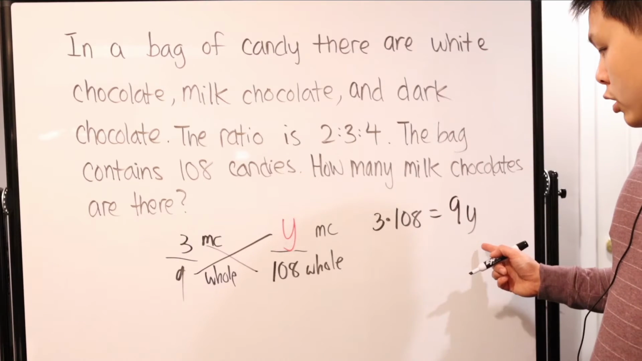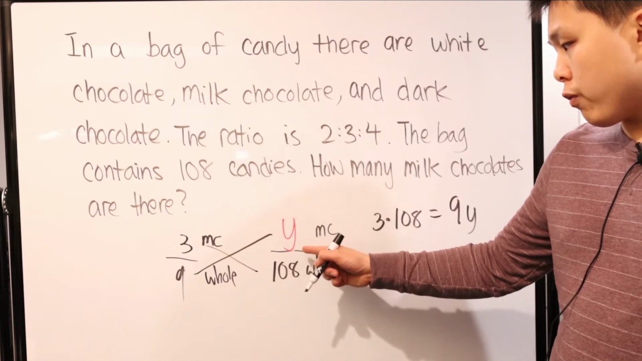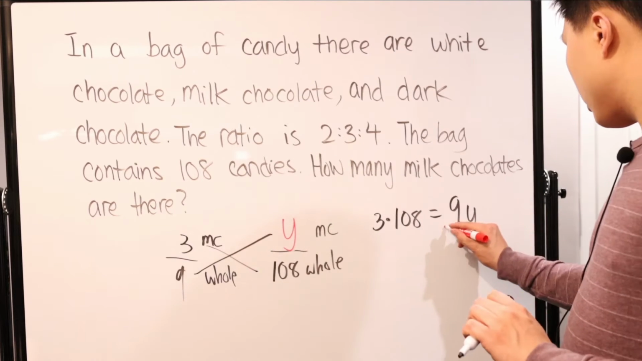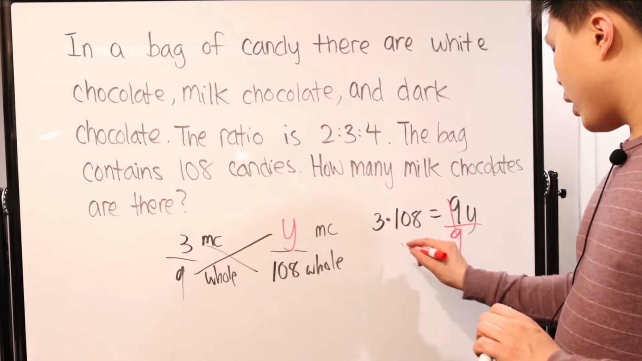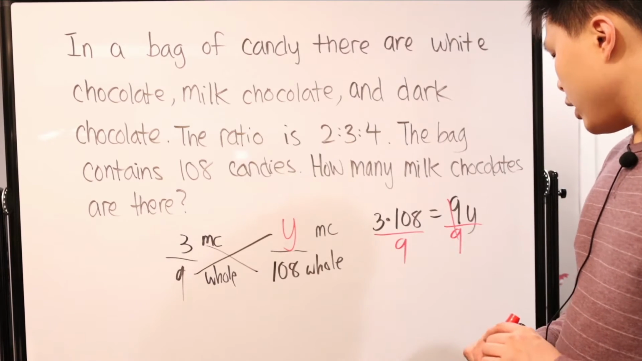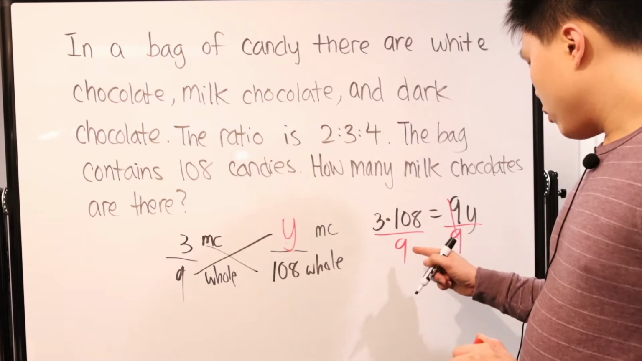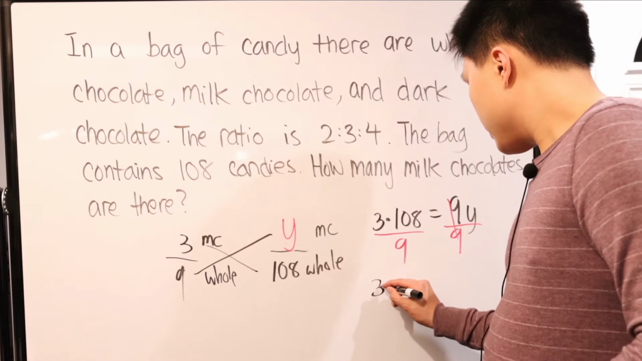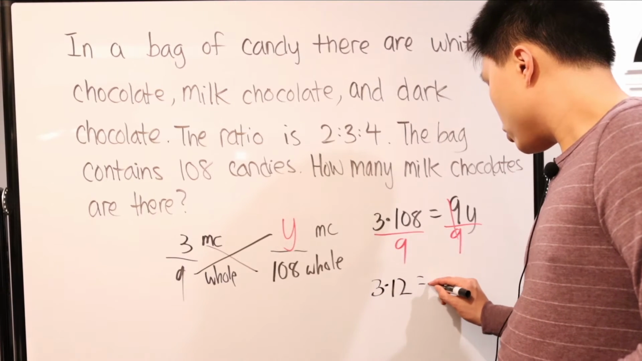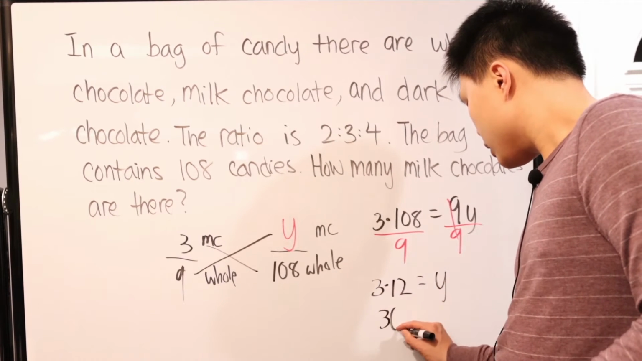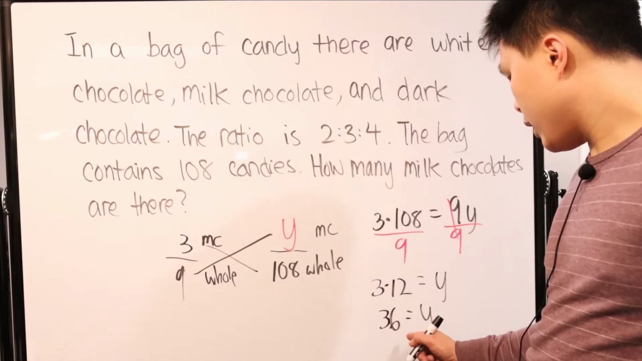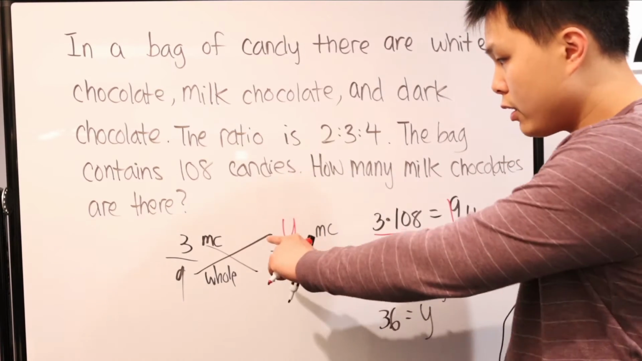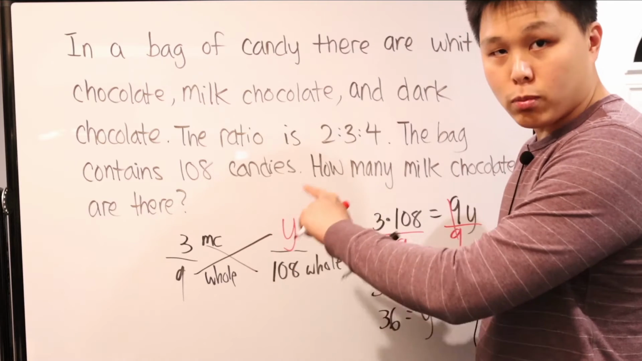And then what you're going to do is you're going to solve for Y. Once you solve for Y, that's the exact number we need. Well, in this case, we're just going to divide by 9 on both sides so that we get Y by itself. Okay, so what is that? Well, we can simplify it. 108 divided by 9 is what? 12. So it's going to be 3 times 12 equals Y. So 36 equals Y. And just like that, since Y is 36, that means it's going to be 36 milk chocolate. This method, again, is called the cross multiplication.